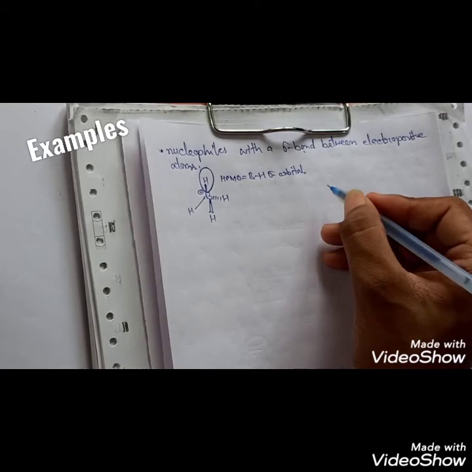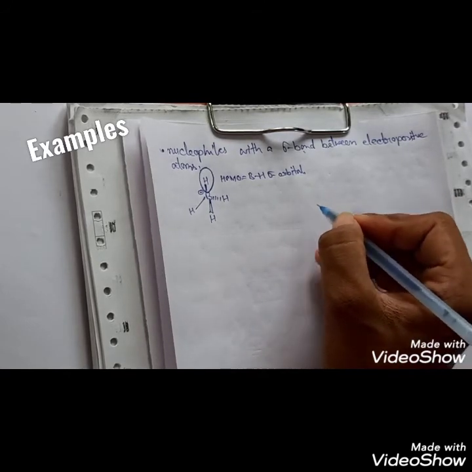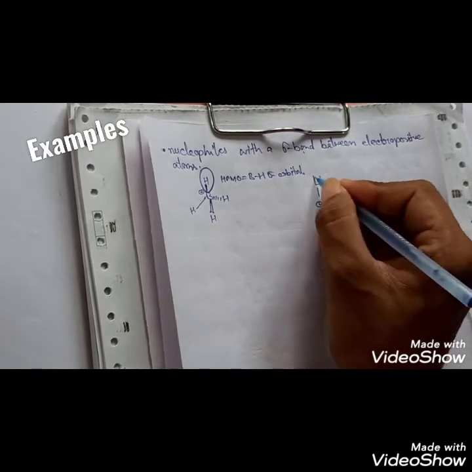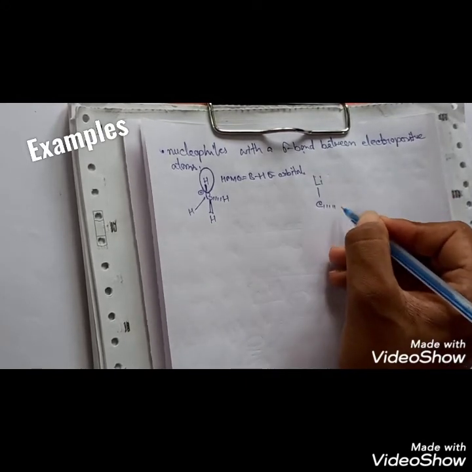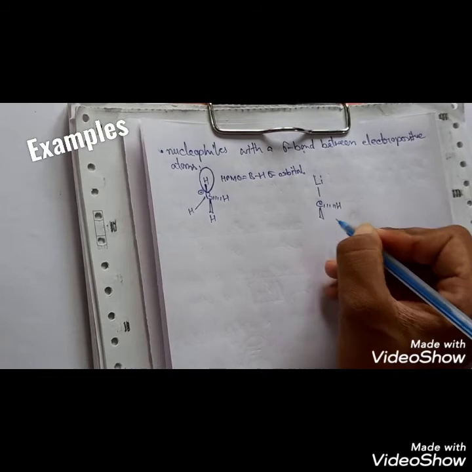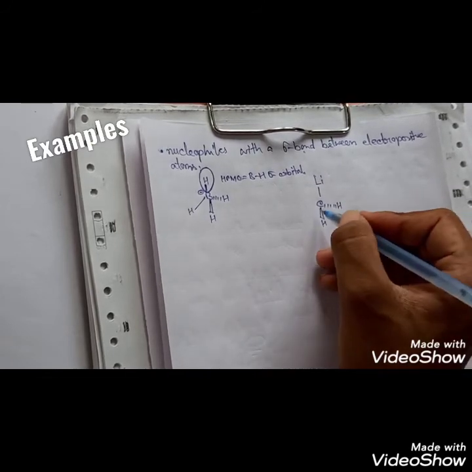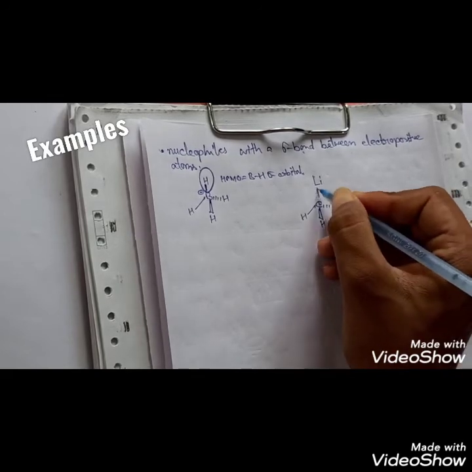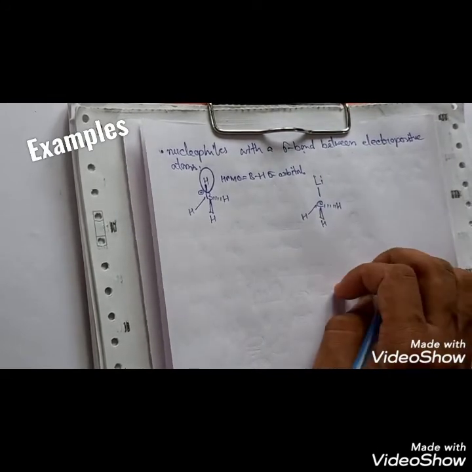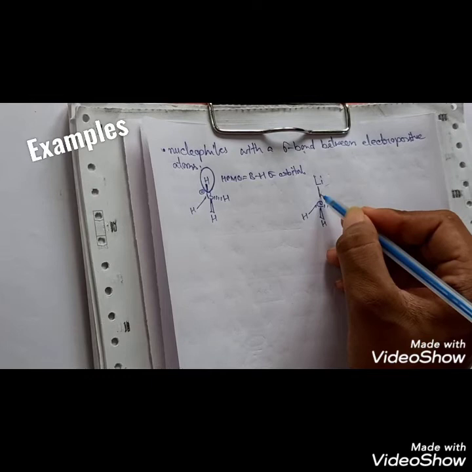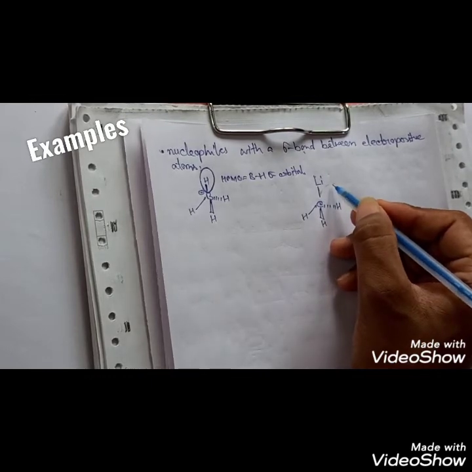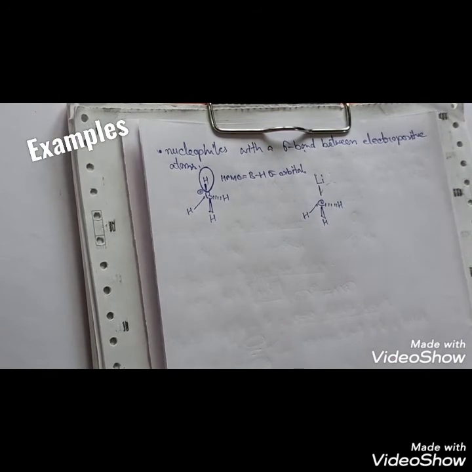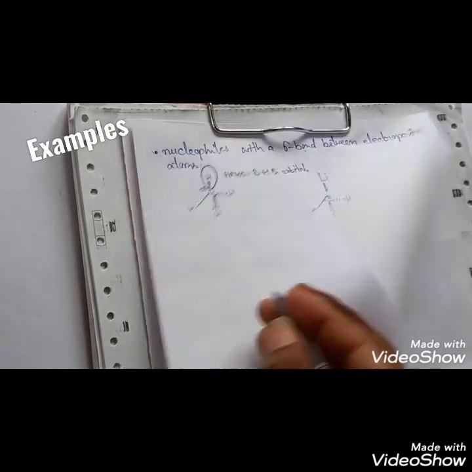More examples, let's take lithium. This is a lithium. You all know that the electronegativity of carbon is greater than lithium. So this bond attacks towards the electrophile, okay. Now we will classify the nucleophiles.